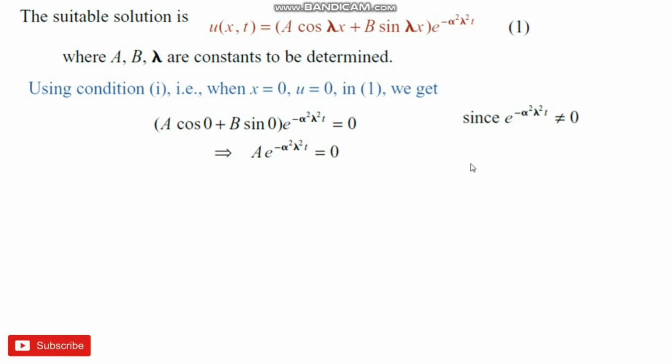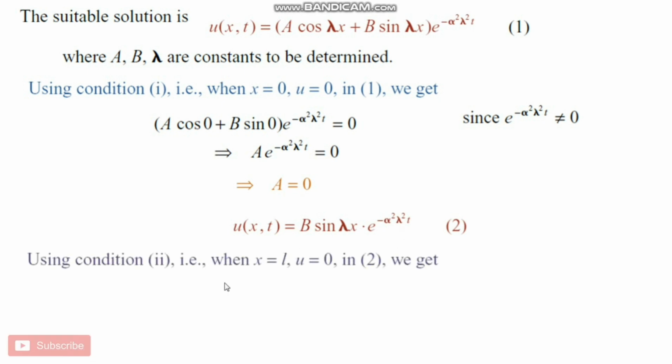Here e^(-α²λ²t) is non-zero valued, which implies that A equals 0. Equation number 1 becomes u(x,t) = B sin λx e^(-α²λ²t).